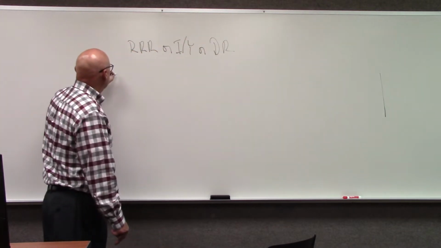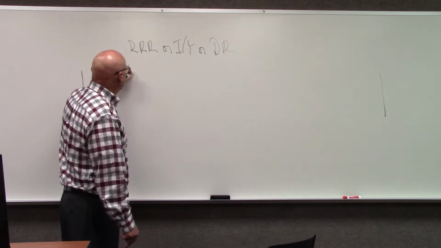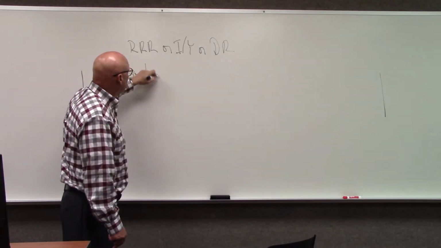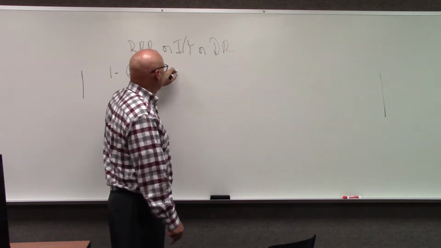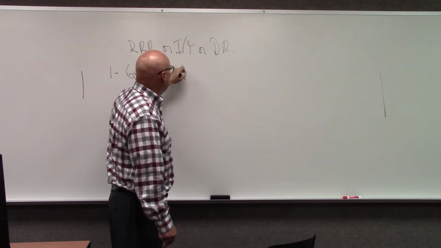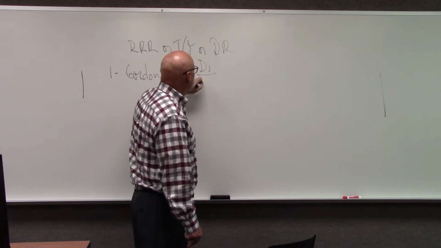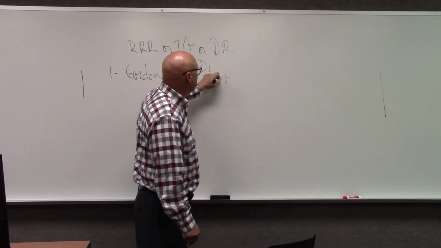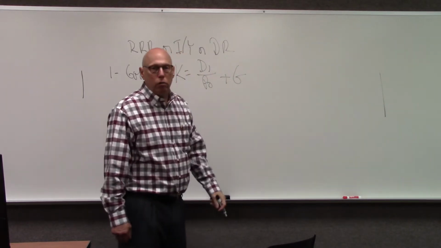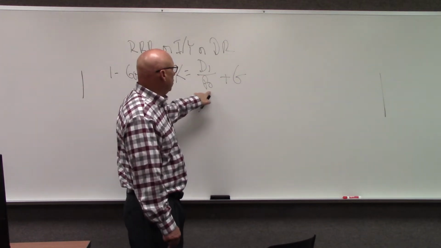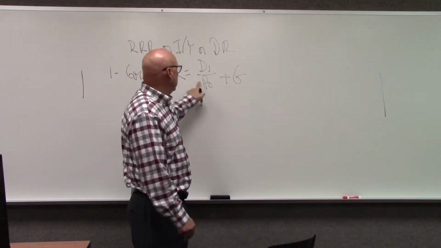One is the Gordon model. Under the Gordon model, K equals D1 over P0 plus G, which is the dividend yield plus the growth rate of dividends.